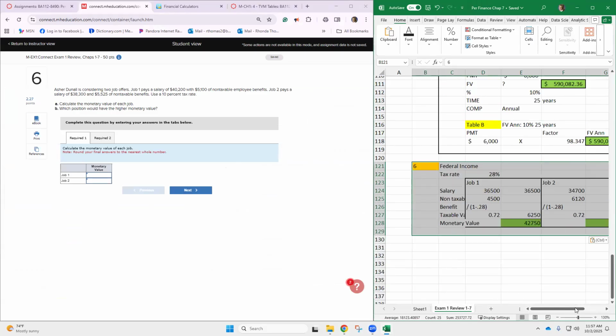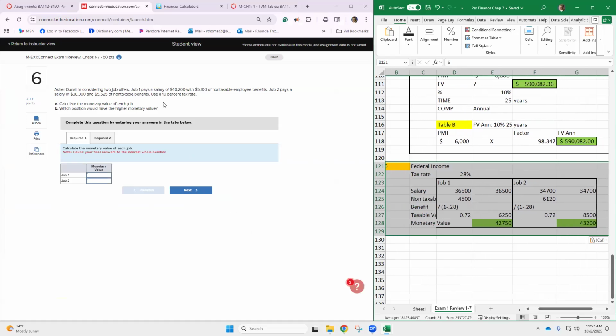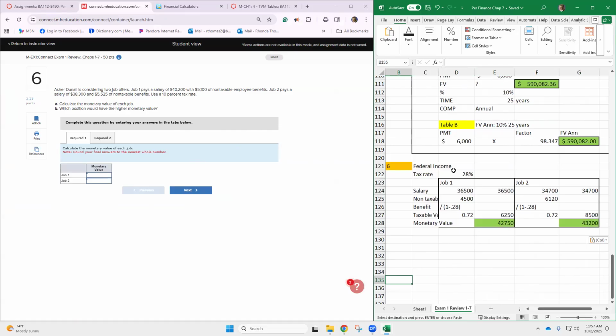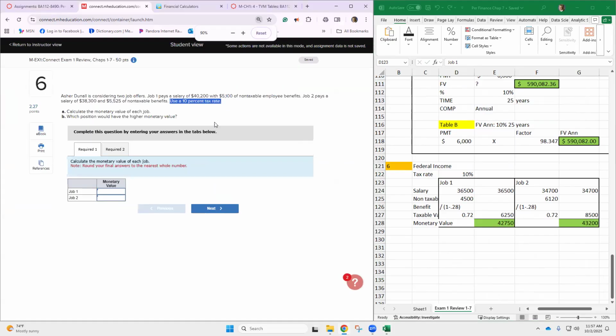Okay, so here's what we have. Let's first see what our tax rate is. Mine is a 10% tax rate, so that's quite different than the last time I did this. I have 28. So make sure you find your tax rate. You say, where are you finding that? Right here in that last sentence. There's your tax rate.